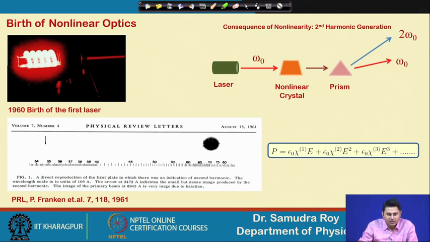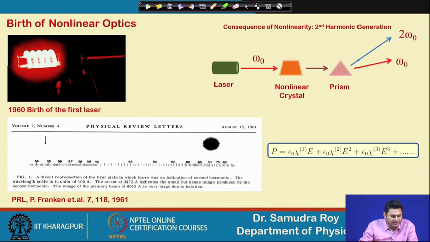So, this is basically the birth of nonlinear optics. Nonlinear optics is a subject which was known to people at an early stage, because they knew that the polarization is related not only to E but also to E square and E cube, but the effect of E square and E cube is so small that it is very hard to find out any effect from that.